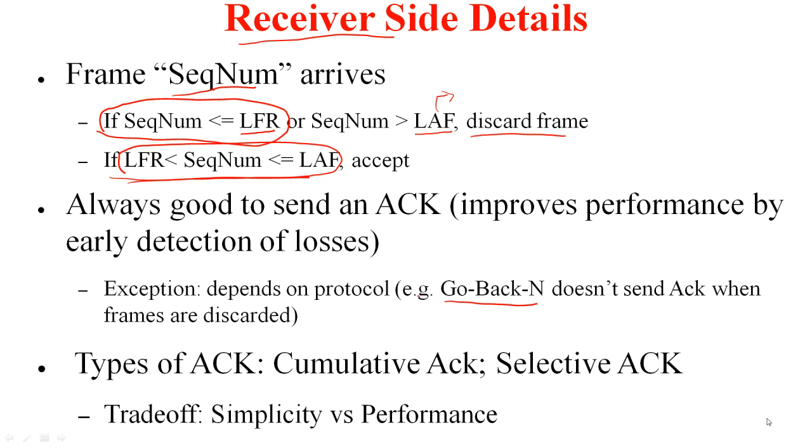Now, if you decide to send an ACK, and as I said, it is always good to send an ACK, what should the ACK contain? There are two types of ACK, cumulative ACKs and selective ACKs. Cumulative ACKs are simple, but they have certain performance issues. Selective ACKs are slightly more complex. At both the receiver and the sender side, they tend to increase the complexity, but they improve the performance. So let's see what I mean by these ACKs.